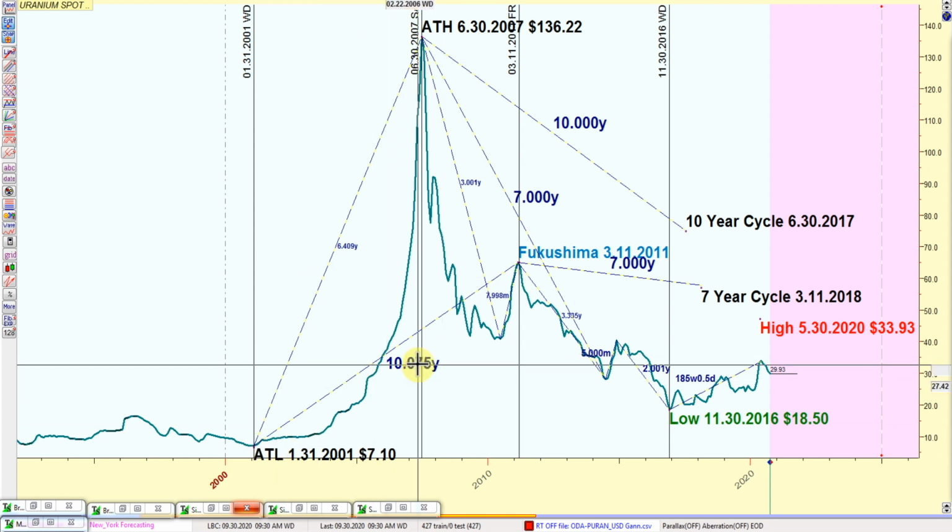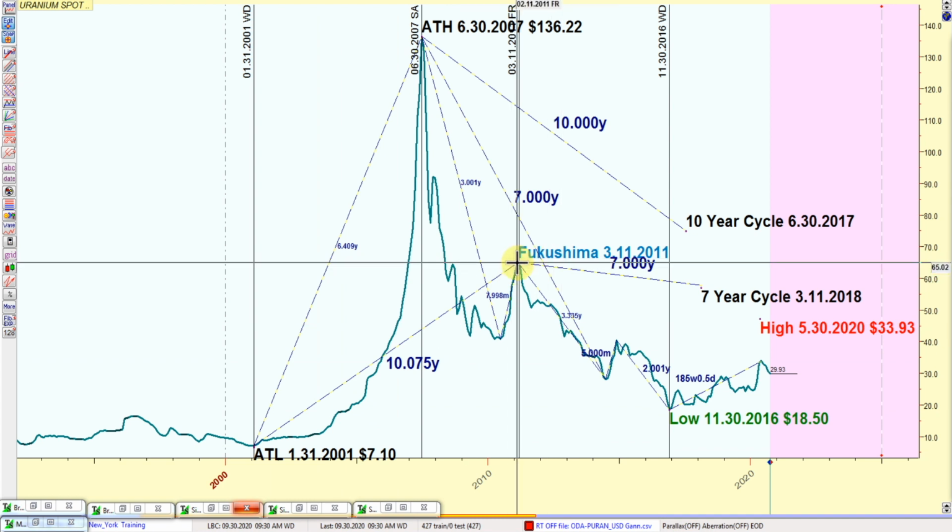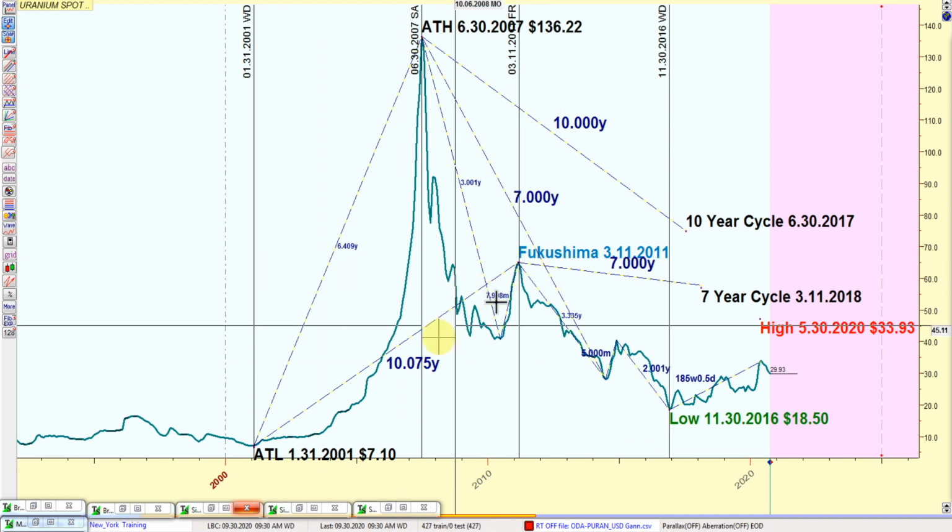Let's keep adding the 10-year cycle. Now this one is 10 years and change. It's not exactly from the all-time low to the all-time high. Wow. Who could have predicted that?